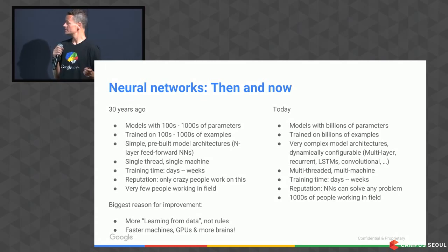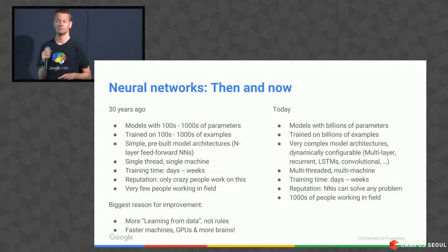So today, we train models with billions of parameters, trained on billions of examples. We have very complex model architectures, which are usually dynamically configurable, multi-layer networks, recurrent RNNs, LSTMs, convolutional networks. We'll talk about some of those later. It's multi-threaded, it's multi-machine training. The training time hasn't changed. It's still days to weeks.